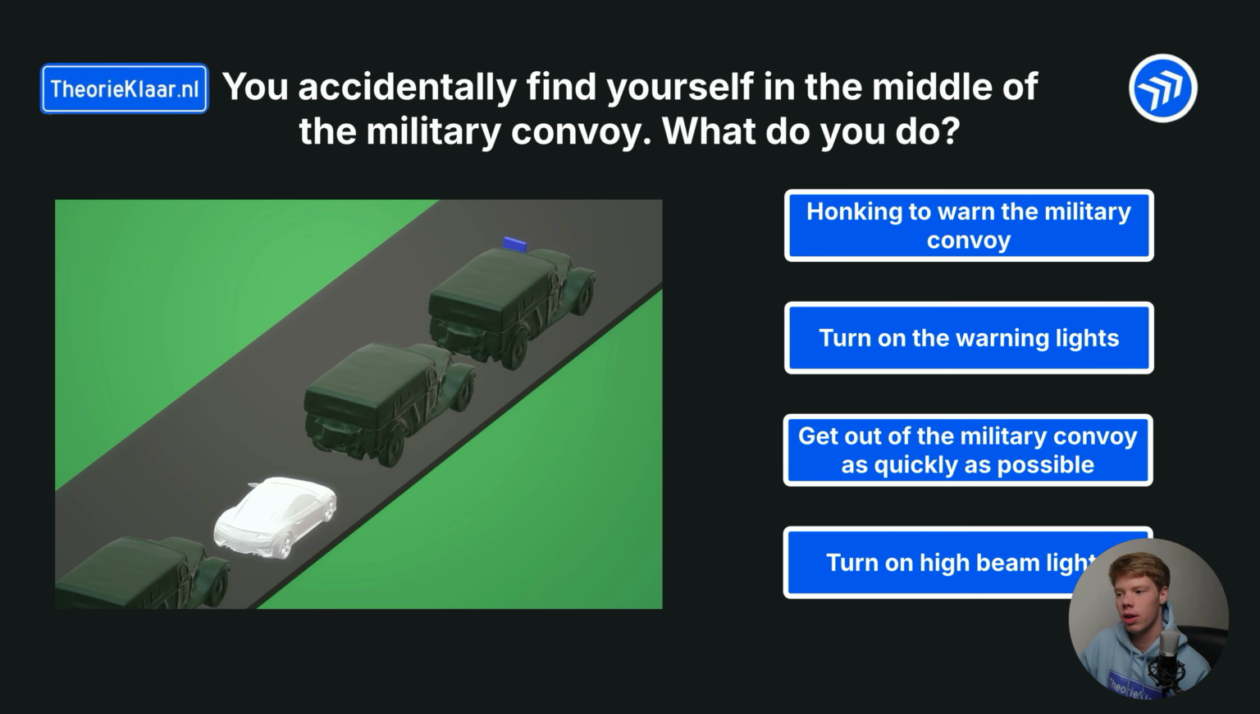And you accidentally find yourself in the middle of a military convoy. What do you do? Are you honking to warn the military convoy? Will you turn on the warning lights? Will you get out of the military convoy as quickly as possible, or will you turn on your high beam? Then the right answer is to get out of the military convoy as fast as possible. So you are not going to do any of these other things. So do not turn on your hazard lights or honk with your car horn. Just leave the military convoy as quickly as possible.